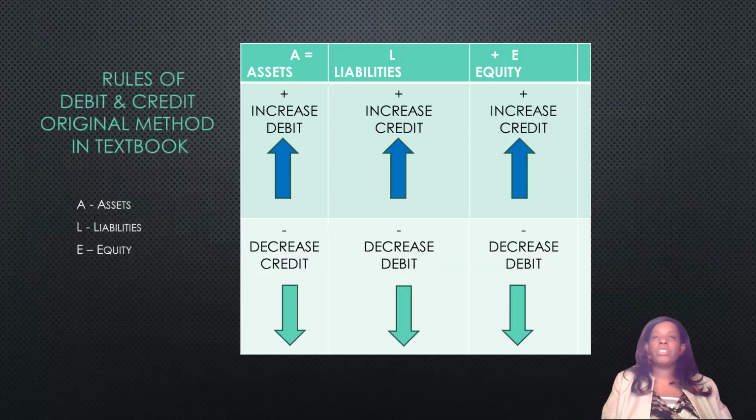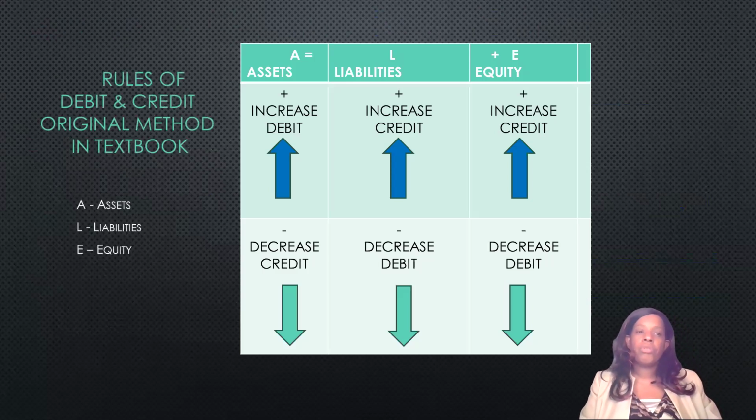Now, we talked a little about calculation. We talked a little bit about classification, and we do some exercises in class. However, here's another set of rules that you need to learn. Assets increase you debit. Assets decrease you credit. Liabilities increase you credit. Liabilities decrease you debit. Equity increase you credit. Equity decrease you debit.